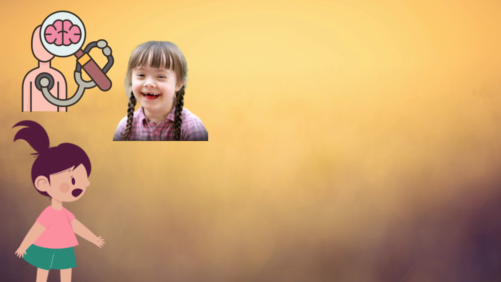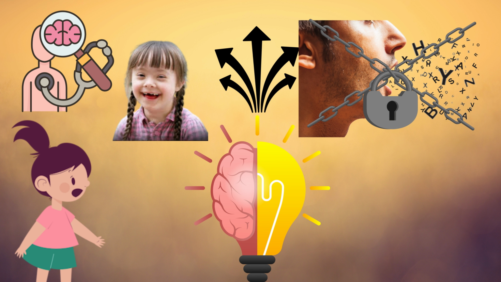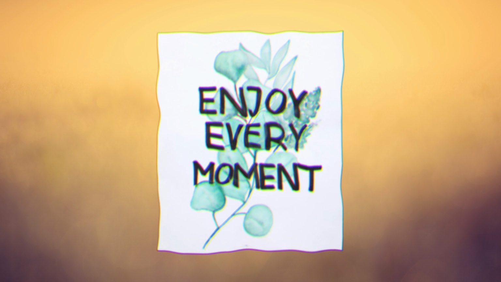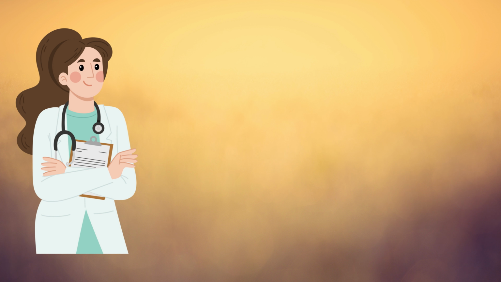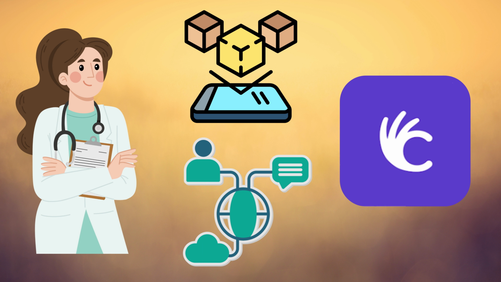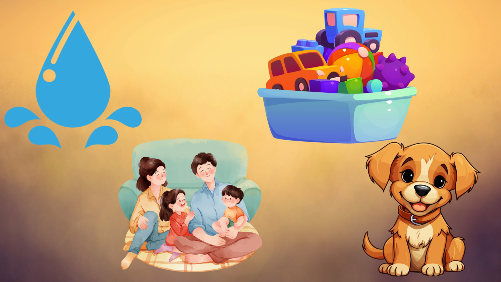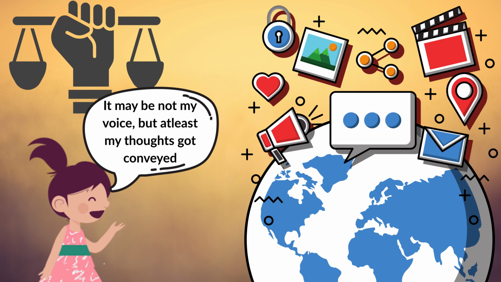Maya was diagnosed with autism at 3. She understands everything, but her words stay locked in. Everyday moments, ordering food, asking for help, become battles. Then her therapist introduced Cboard, an AAC, augmentative and alternative communication tool. Her mom added icons for water, toys, family, even her dog Buddy. When Maya tapped the cup icon, a voice said, "I want water." It was the first time she had ever spoken through technology. That one sentence changed everything.